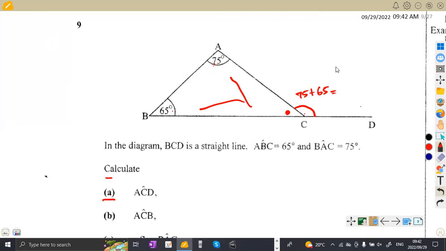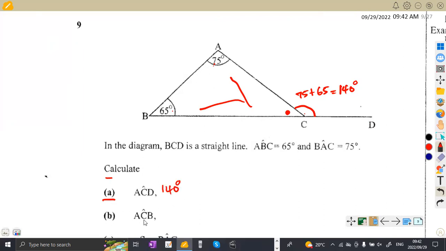So if we add 75 plus 65, what are we going to obtain? That is the question. I think I skipped something, that number 9 before. Okay, anyway, I'm going to cross-check that one. So if we add this, it is going to be 140 degrees. Okay, so we've got 140 degrees here.